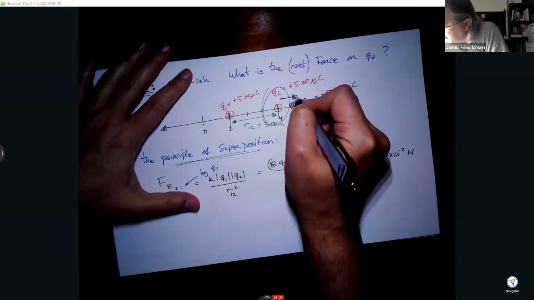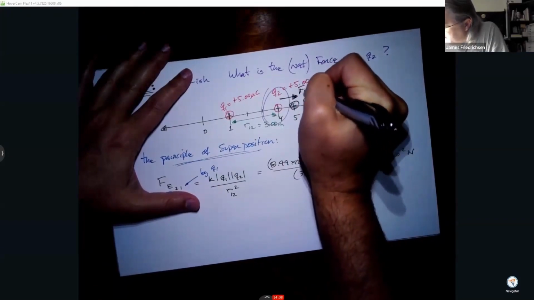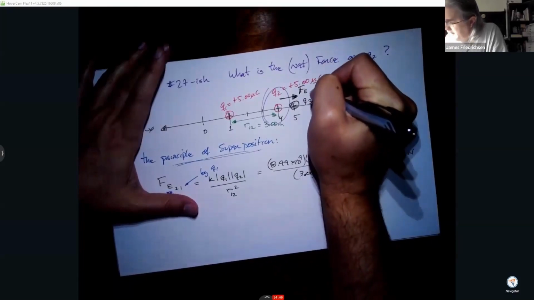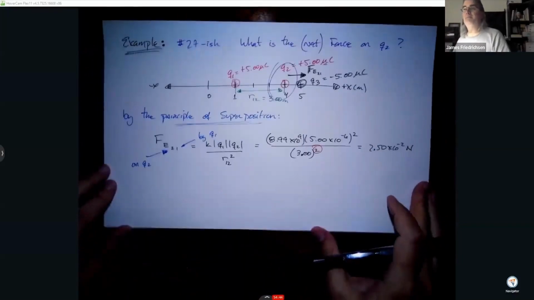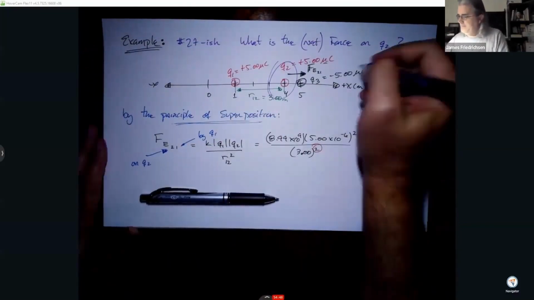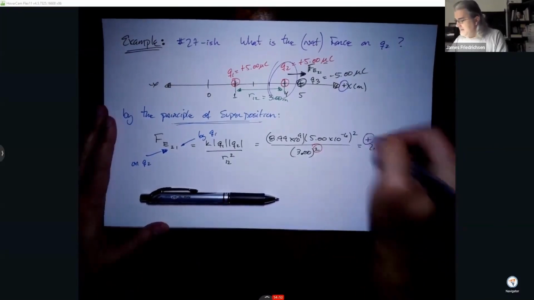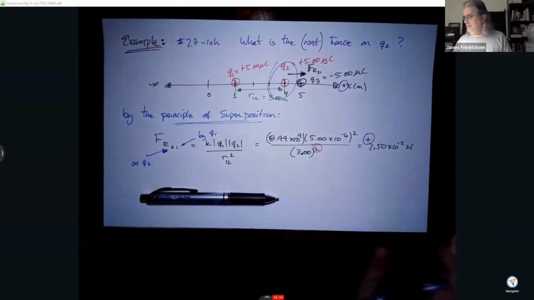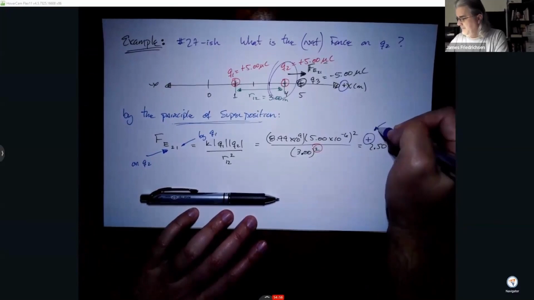So what we're going to get here is that my electric force on charge 2 by charge 1 is going to go to the right. In this coordinate system, to the right is coded as positive, so I could code this as a plus 2.50 times 10 to the minus 2 newtons. Everybody good?